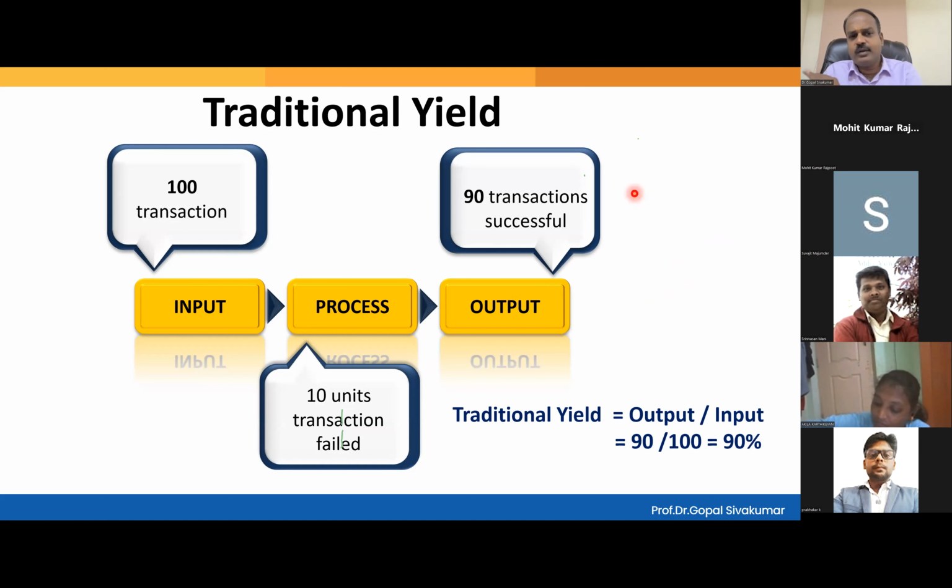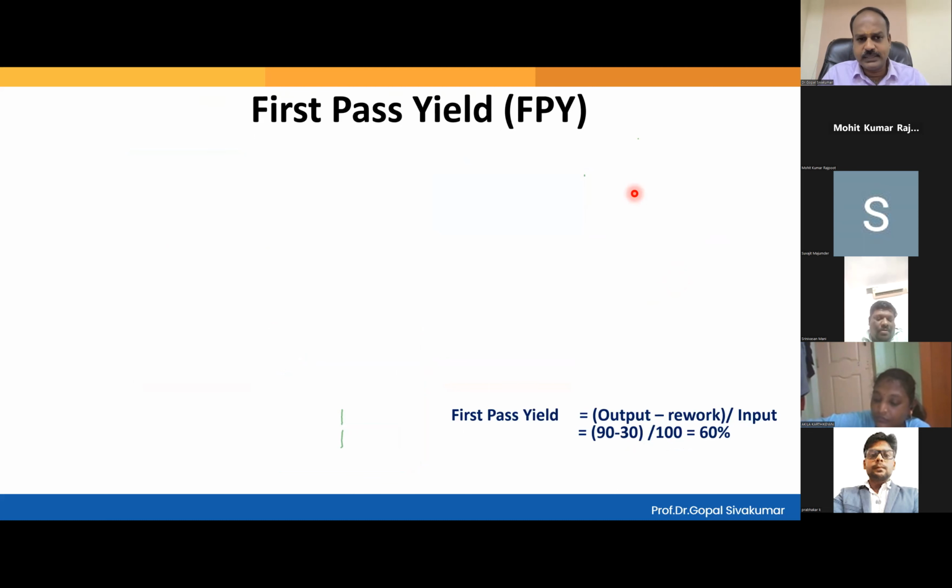Yes. All of you are using this knowingly, unknowingly, directly, indirectly. But I want to introduce one more tool, which is better than the traditional yield. It is known as first pass yield.